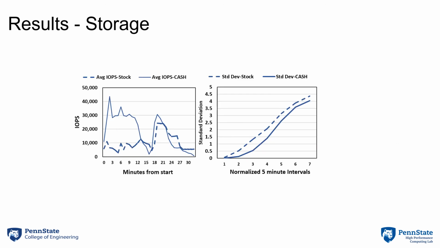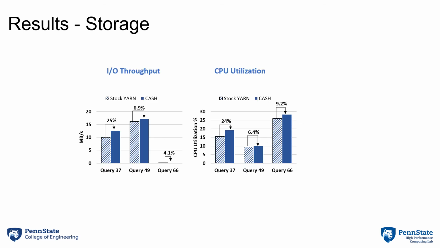On the left-hand side here, we show that the cluster running cache has a much higher average IOPS. This is because cache is able to utilize storage burst credit balance better and deliver better IOPS to the workloads that it's running. On the right-hand side, we show the standard deviation of burst credit balance across the nodes in the cluster, and we see that cache is able to do a better job in lowering the standard deviation of burst credit balance in the nodes in the cluster. Cache is also able to improve the IO throughput and CPU utilization of the nodes in the cluster, as seen on the slide here.